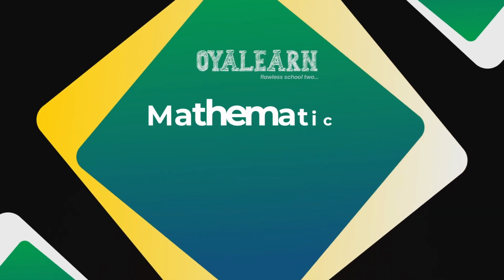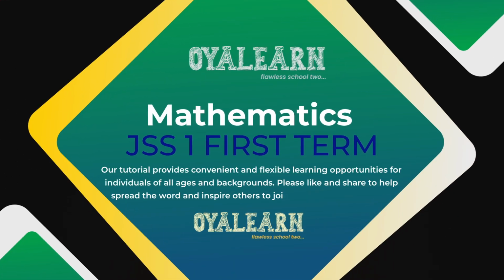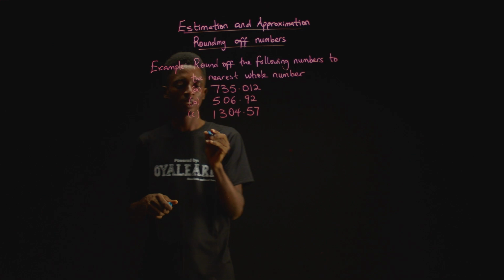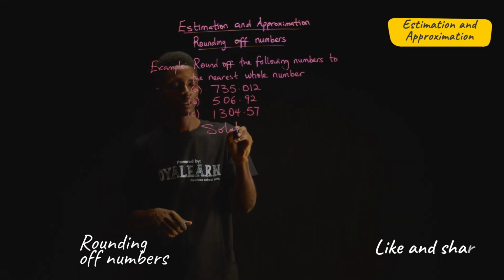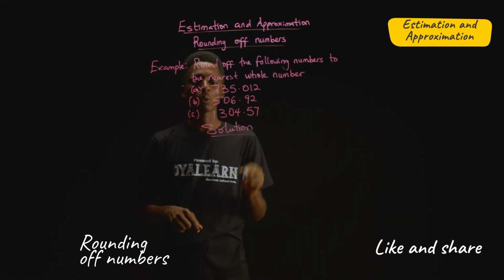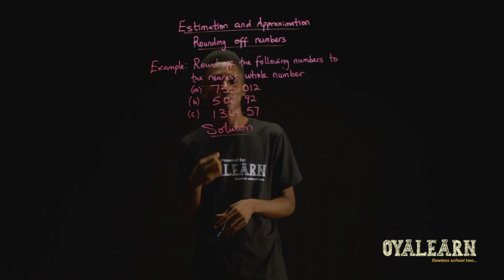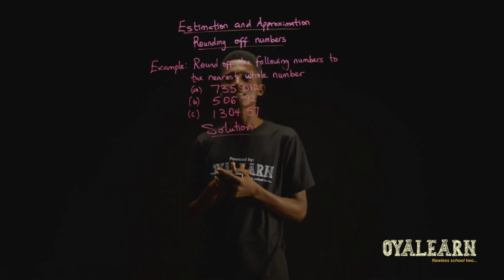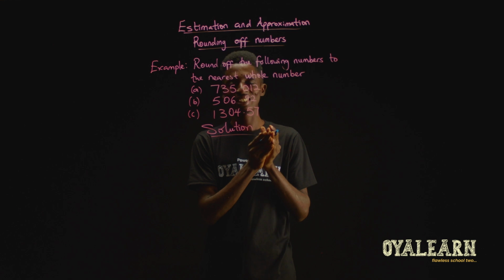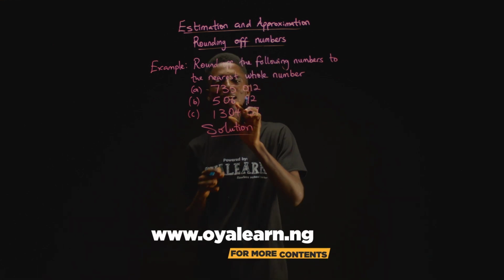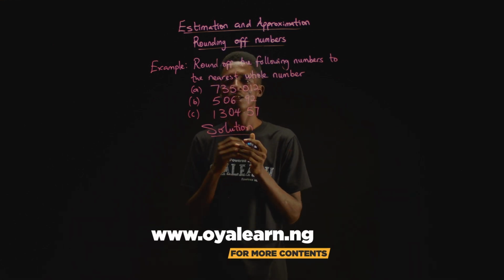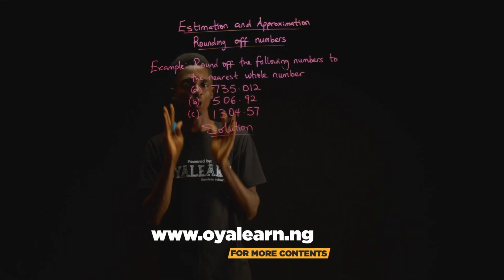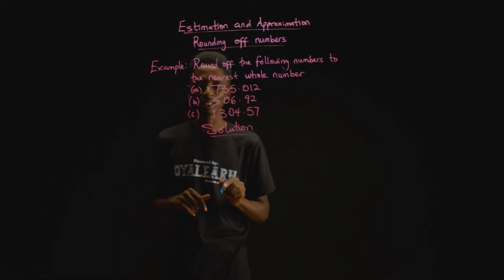Let us round off the following numbers to the nearest whole number. Now, when you're asked to round off a number to the nearest whole number, it means that you have to do away with decimal points. So if it has any number in the decimal places, you round them off until you have just a whole number. Now, this is how we do it.